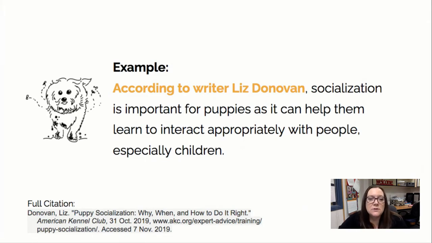Now, my full citation, which is on the works cited page, is going to be down there at the bottom, where it tells me that Donovan, Liz, "Puppy Socialization: Why, When, and How to Do It Right" from the American Kennel Club. I have the URL of where it was found. So I have all that full information on my works cited page. In a parenthetical citation, we just have that part in the sentence. We're just naming the author.